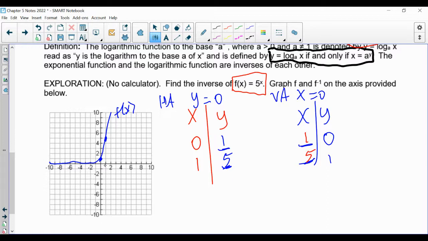So I plot those points, 1, 0, 5, 1. And instead of a horizontal now, it's a vertical. And this right here is f inverse of x, which is our log graph. Okay, so log graph, exponential, there's the two versions. Okay, and you could see they do reflect over that y equals x line because they're inverses.